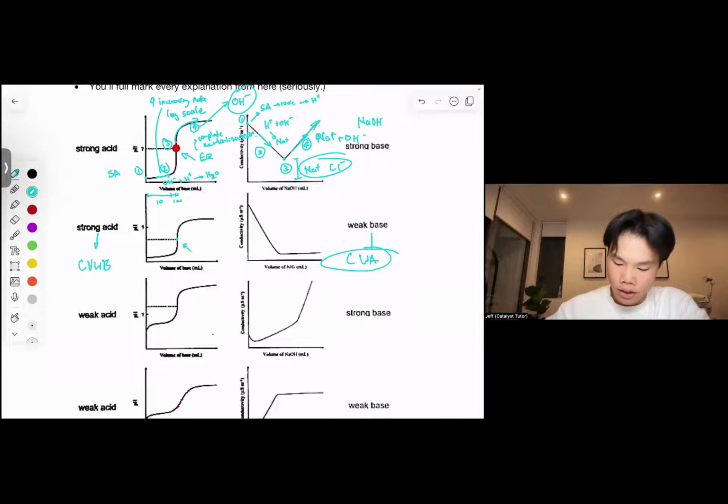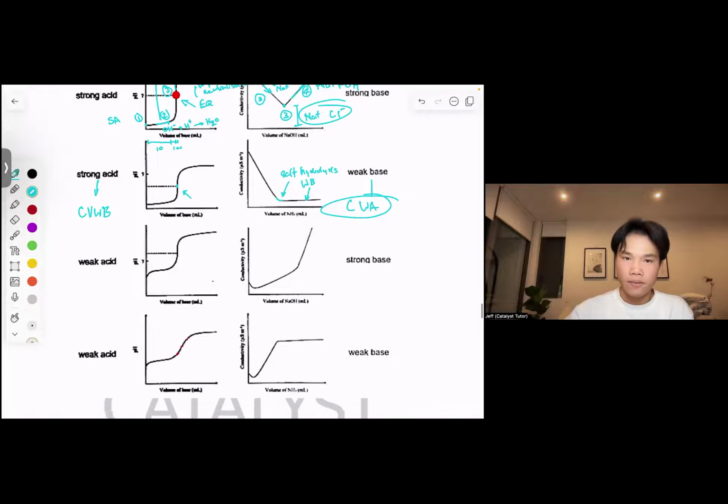The difference in the conductivity curve is you have a slight curved equivalence, and this is due to salt hydrolysis. I won't explain it too much further than that, as most schools don't even mark for it. And then the final ascending portion is because you're adding a weak base, it hardly dissociates. So you're not really adding many ions into solution, and your curve will sort of increase at a very slow rate.